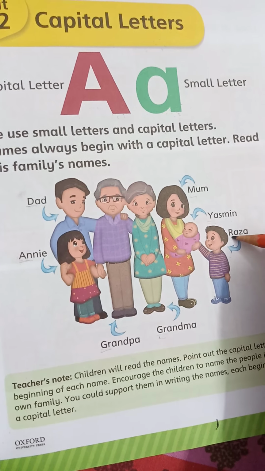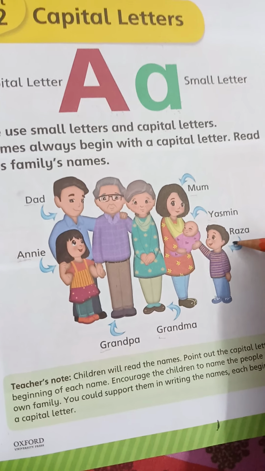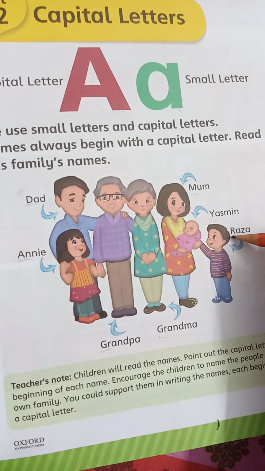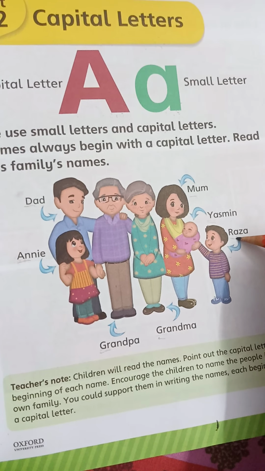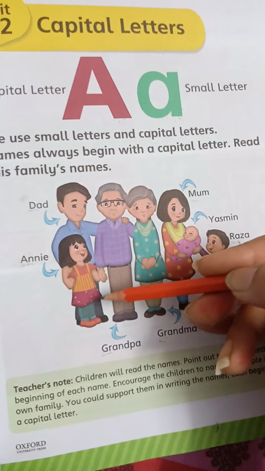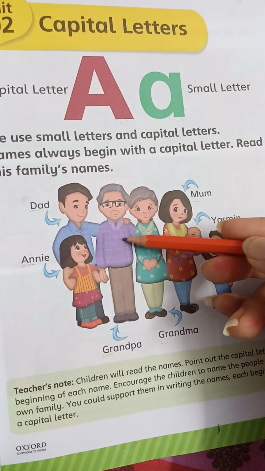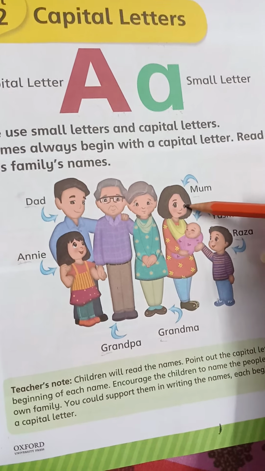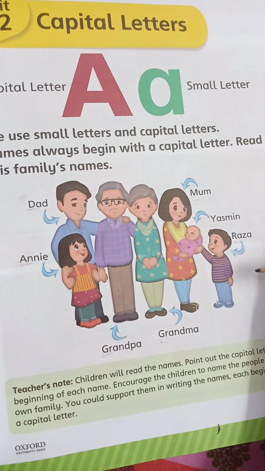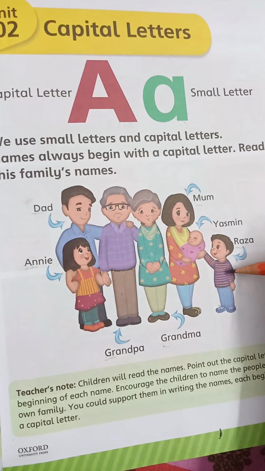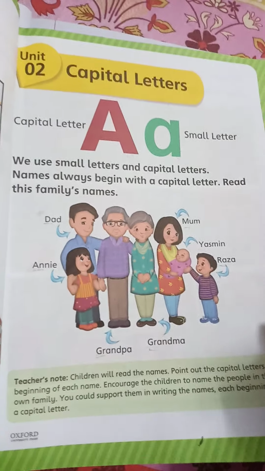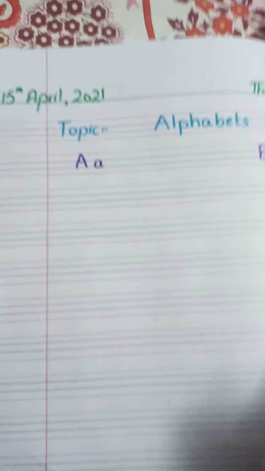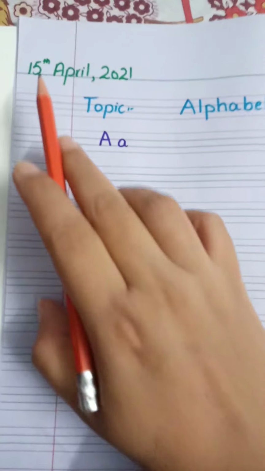Raza. What is the name of this boy? Raza. That's why we use a capital letter. R is capital. Dad, Annie, Grandpa, Grandma, Mum, Yasmin, Raza. Okay? You have to learn this page with the help of your parents. Now this is your copy work.